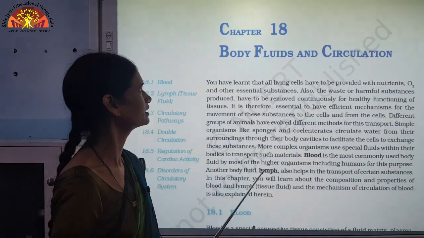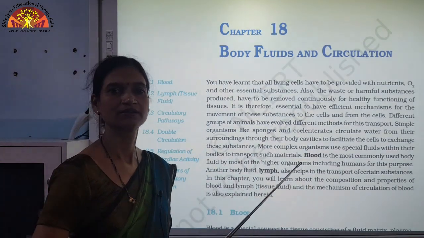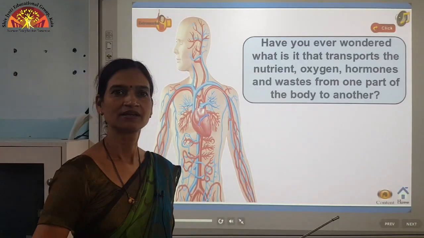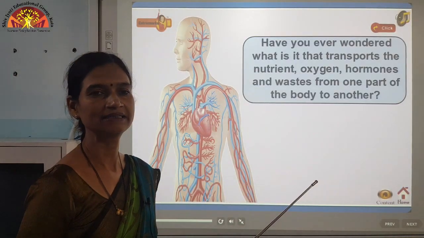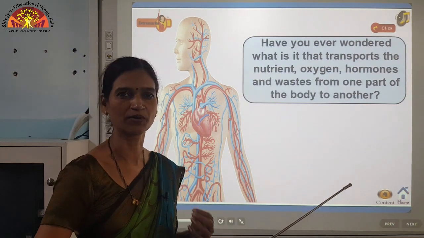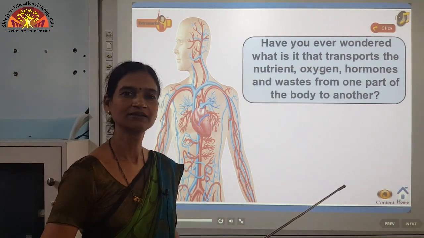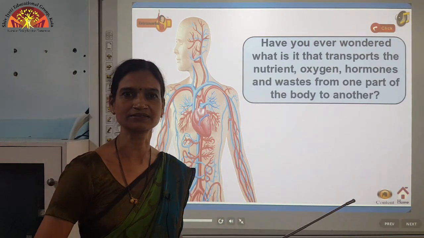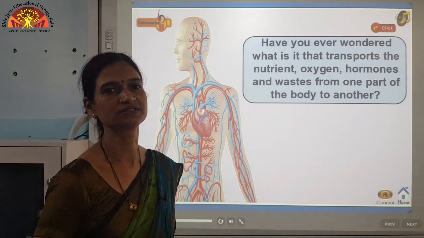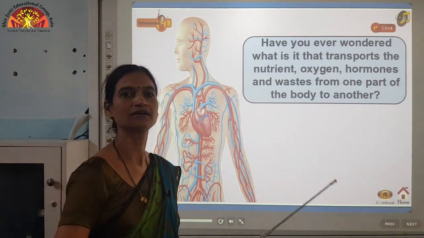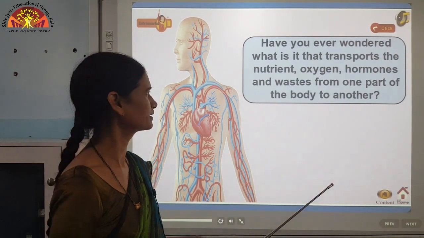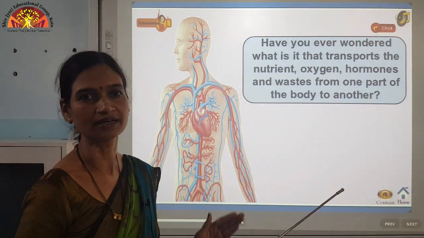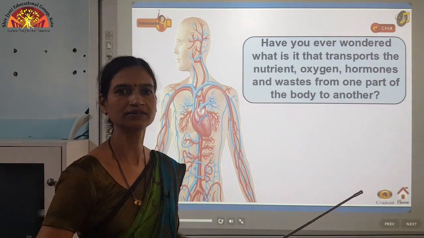Today we are going to start chapter 18 of Biology, class 11th: Body Fluids and Circulation. So students, have you wondered any time how the substances in the body are moving from one place to another? Means, you must have wondered how all the substances in our body, like nutrients, hormones, and waste, are transported from one place to another, where they are formed, where they are used, and how all these things are controlled.